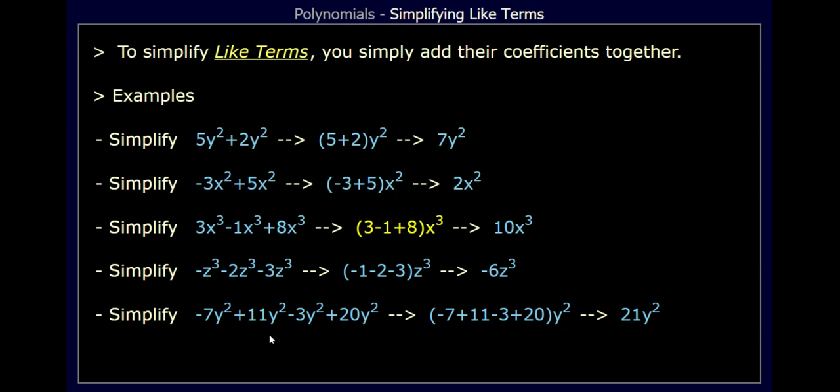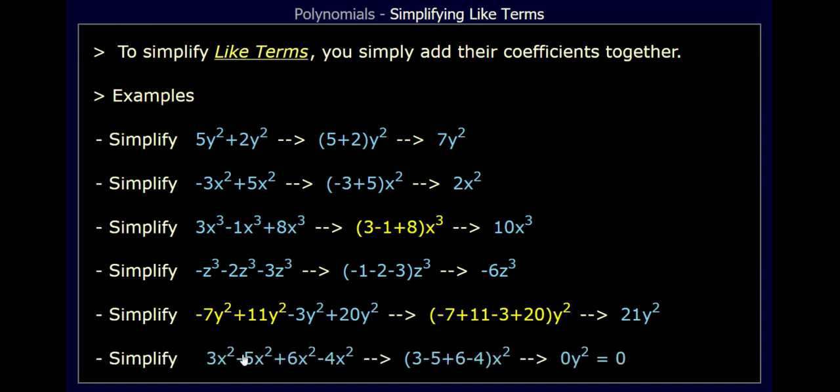Uh-oh, getting a little more complicated here. Let's see if we can do this one. Well, I'm just going to take them 2 at a time. Let's take these 2. I'm going to move them over here. So I should be working over here. Let's try this one. What's minus 7 plus 11 is 4. Minus 3 is 1. Plus 20 is 21. So I just took 2 at a time.